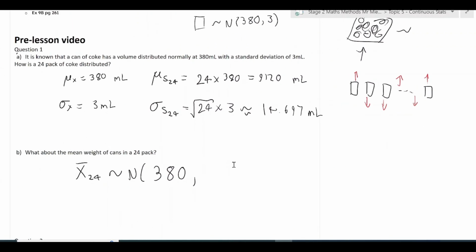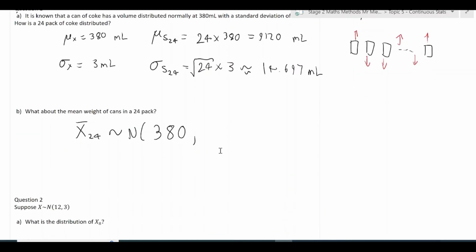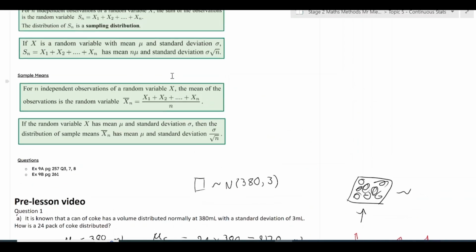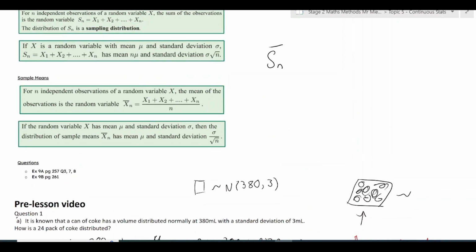It doesn't change that. The mean of X bar 24 is just the same as the mean of X, which is 380. But your new standard deviation of X bar 24, well, it's the original standard deviation, but you have to divide it by root 24. And that sort of comes from this formula here. So we have two things that we talk about. Sn is the sum of n samples.